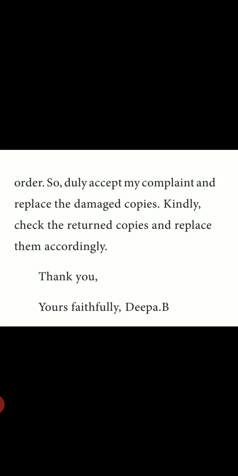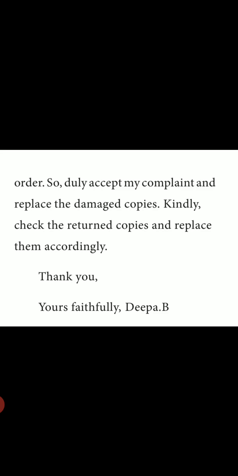Are you clear, children? What is the format of a formal letter? Sender's address, then date, then to address, then subject, then salutation. Salutation means Sir, Respected Sir or Madam. Then the body of the letter. In the body of the letter, what should you write? Introduce yourself and write the purpose of the letter.